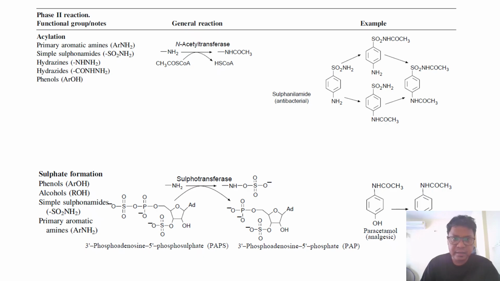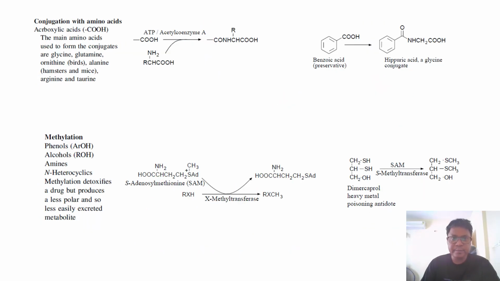These are other common examples of phase two reactions by different enzymes, like N-acetyl transferase enzyme, which converts an amine to an amide, and here sulfotransferase converting an amine to a sulfonate salt. These are more examples, where a carboxylic acid group is getting converted to an ester, and again here an amide bond formation is happening with an amine group and an acid group.